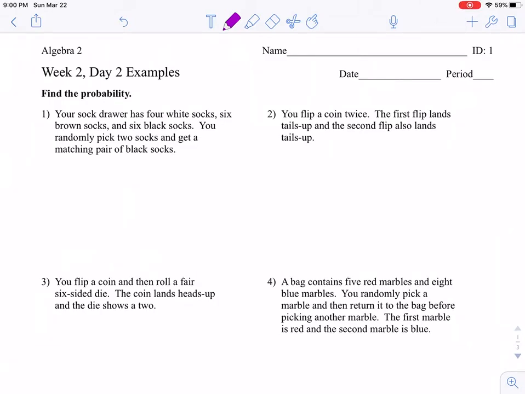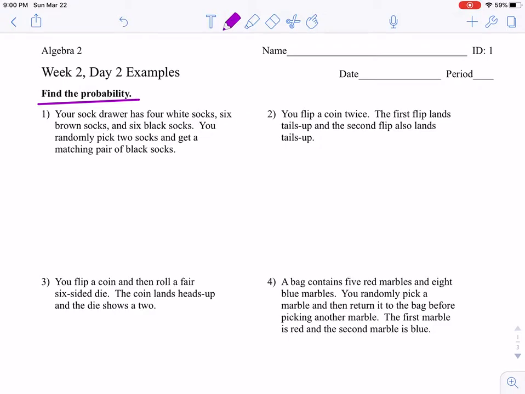Okay, for this section, you're not being asked specifically if it's an independent or dependent event. You're being asked to calculate the probability of something happening. Okay, so you actually have to do some math calculations.